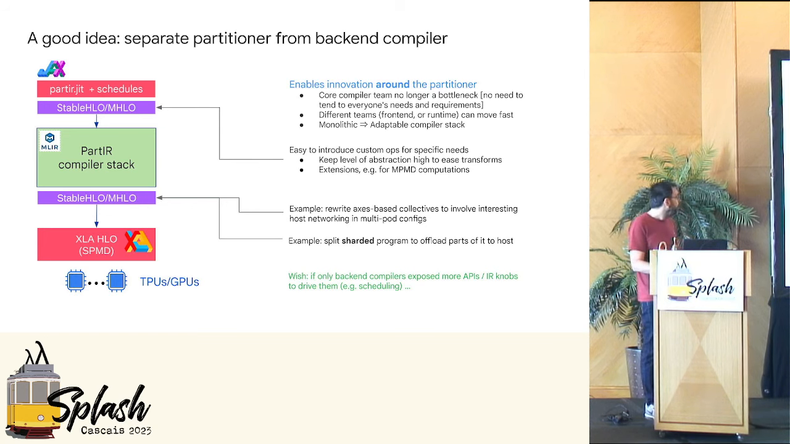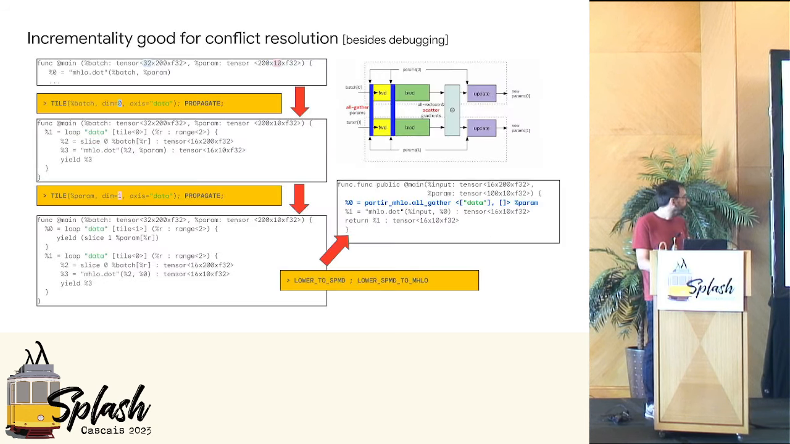The only wish I had at that point is that the backend compilers expressed some more APIs and hooks for the upstream compiler components to drive them and help steer them to not undo things that the upstream compilers wanted to happen.